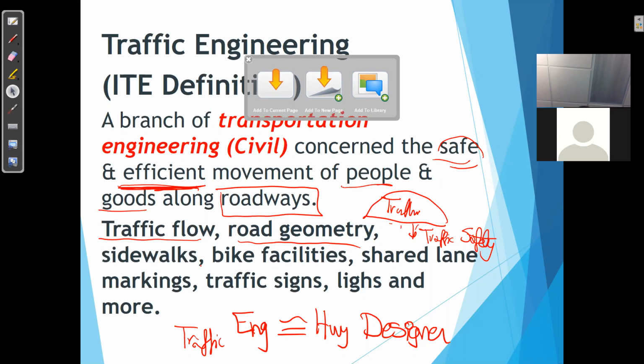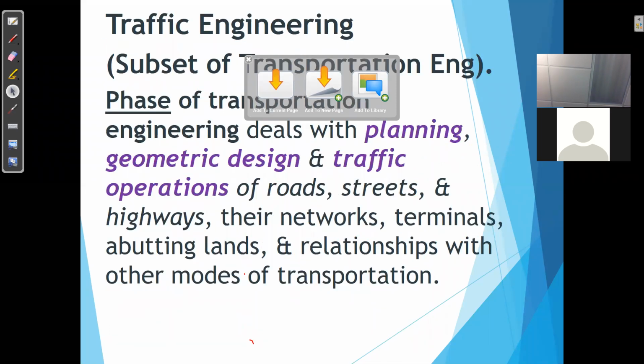So we have different definitions for traffic engineering. This is the most comprehensive definition that we use. There's another definition, the one here in your textbook. It's the subset of transportation engineering, the phase of transportation that deals with planning. So we do some planning. We do a little bit of geometric design with the help of the highway designer. So we work side by side with the designer.